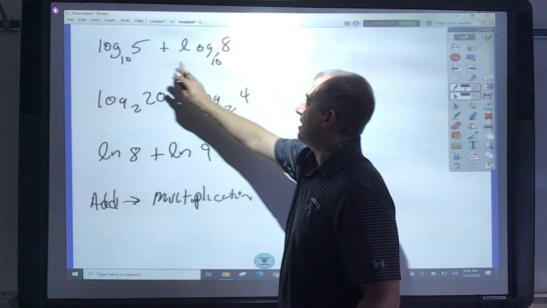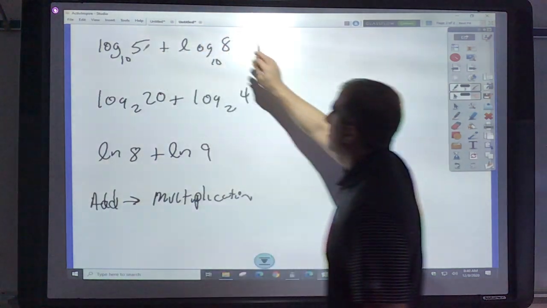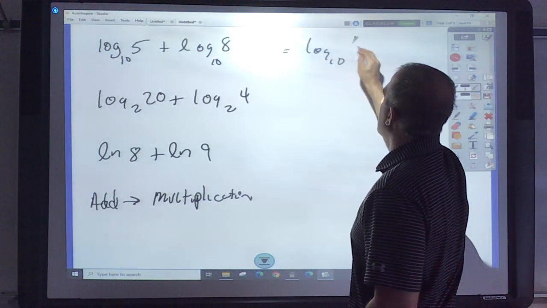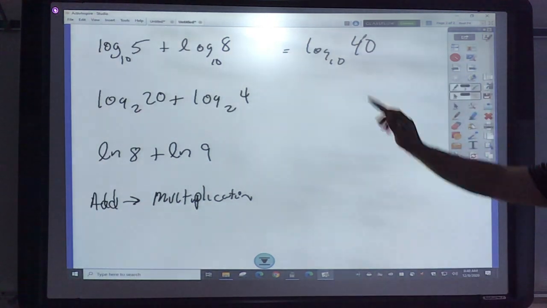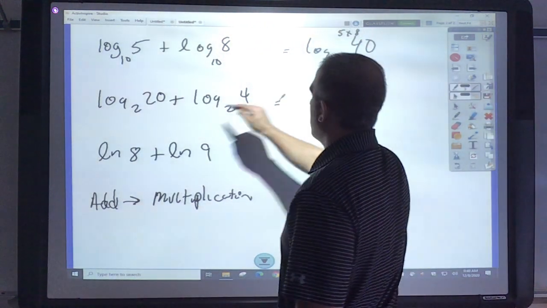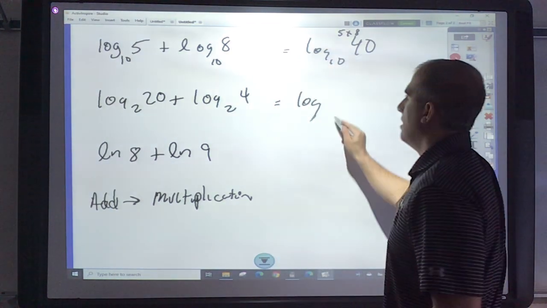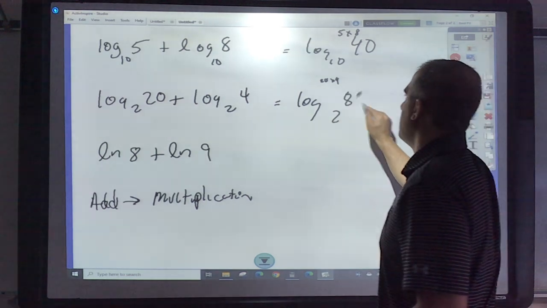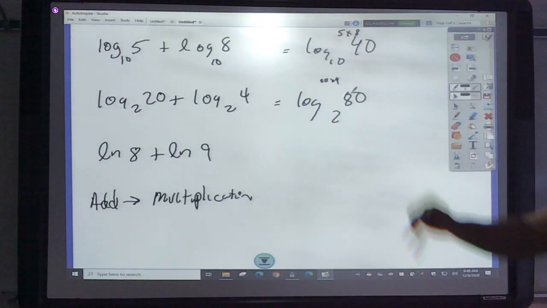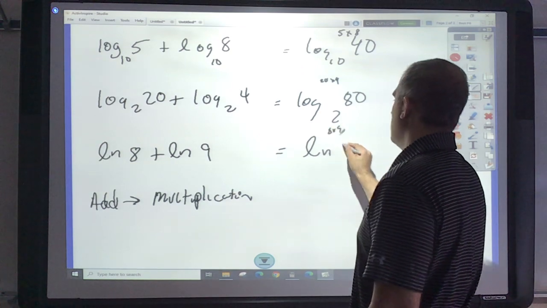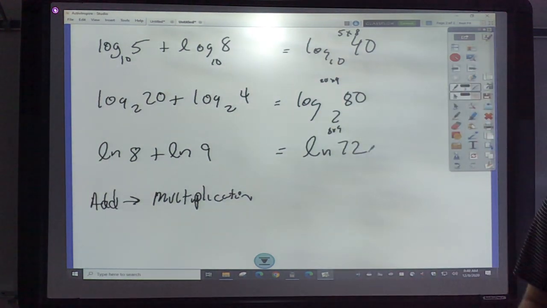What I mean by that, these are both base 10. If they've got the same base, it's not 13, it would be log of 40. So you multiply 5 times 8. This one would be log of 20 times 4, which would give me 80. This is the natural log, same thing applies. Natural log would be 8 times 9, which would be 72. So that's a property you should know.